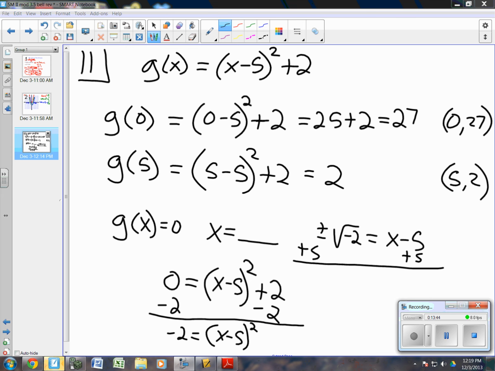So I'm going to put the x on the left side. x equals 5 plus or minus. When I have the square root of a negative 2, you guys remember what the square root of a negative number is? It's an imaginary number. Have we gone over that in this class? 2i. Yeah, it's going to be i square root of 2.